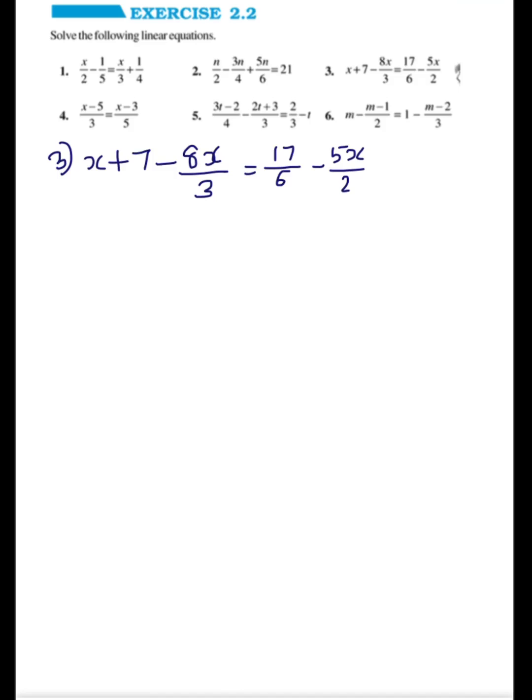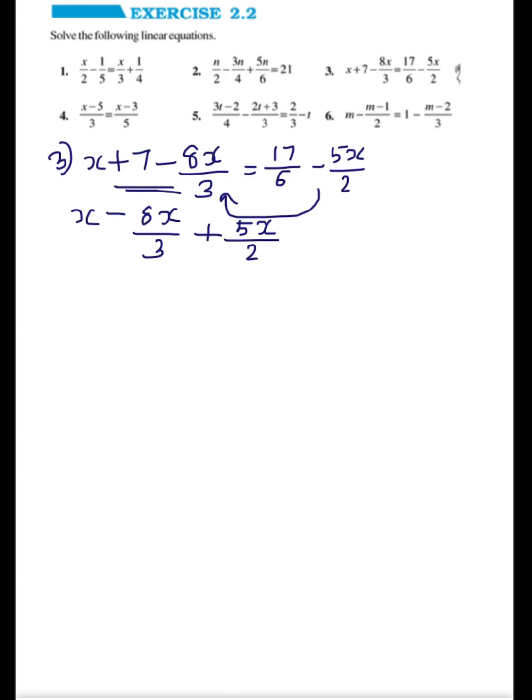This is our third question: x plus 7 minus 8x by 3 equals 17 by 6 minus 5x by 2. Here you can see that variables are on both sides. So our first step is to get the variables alone to one side. For that let's write the first x here itself. Now you need to write the variables first, that is minus 8x by 3. Now you have to take this minus 5x by 2 to this side, so it will become plus 5x by 2.